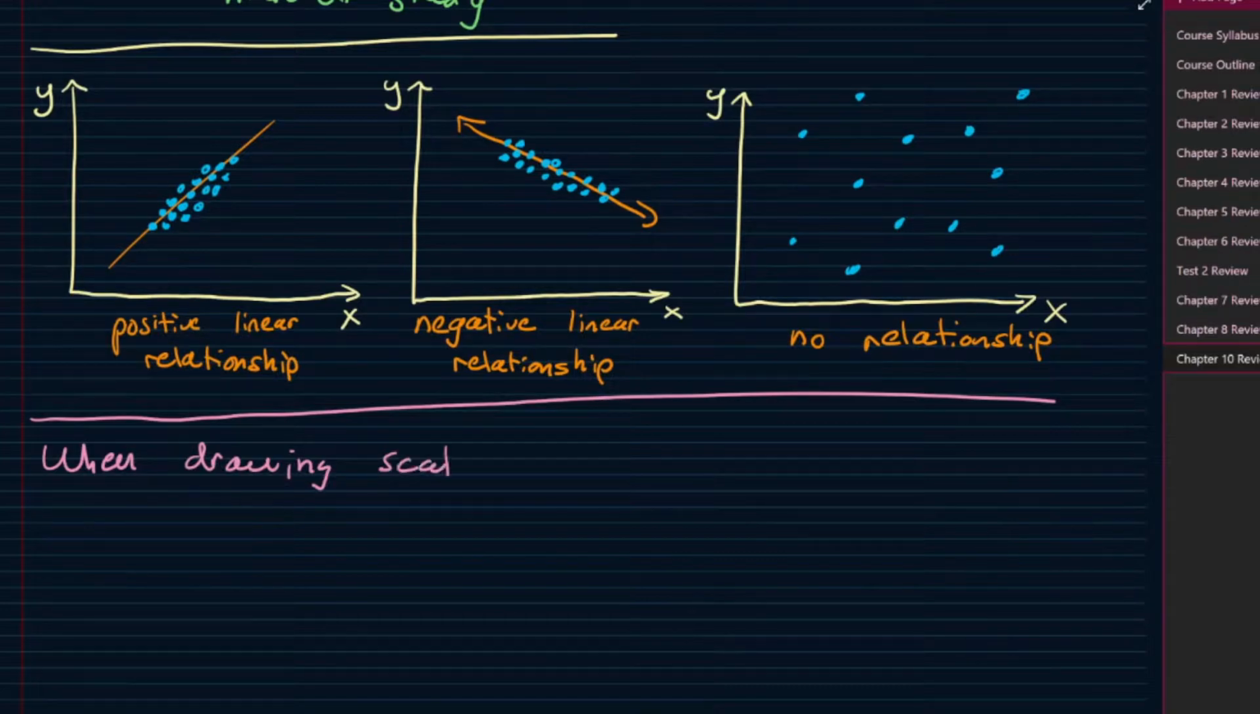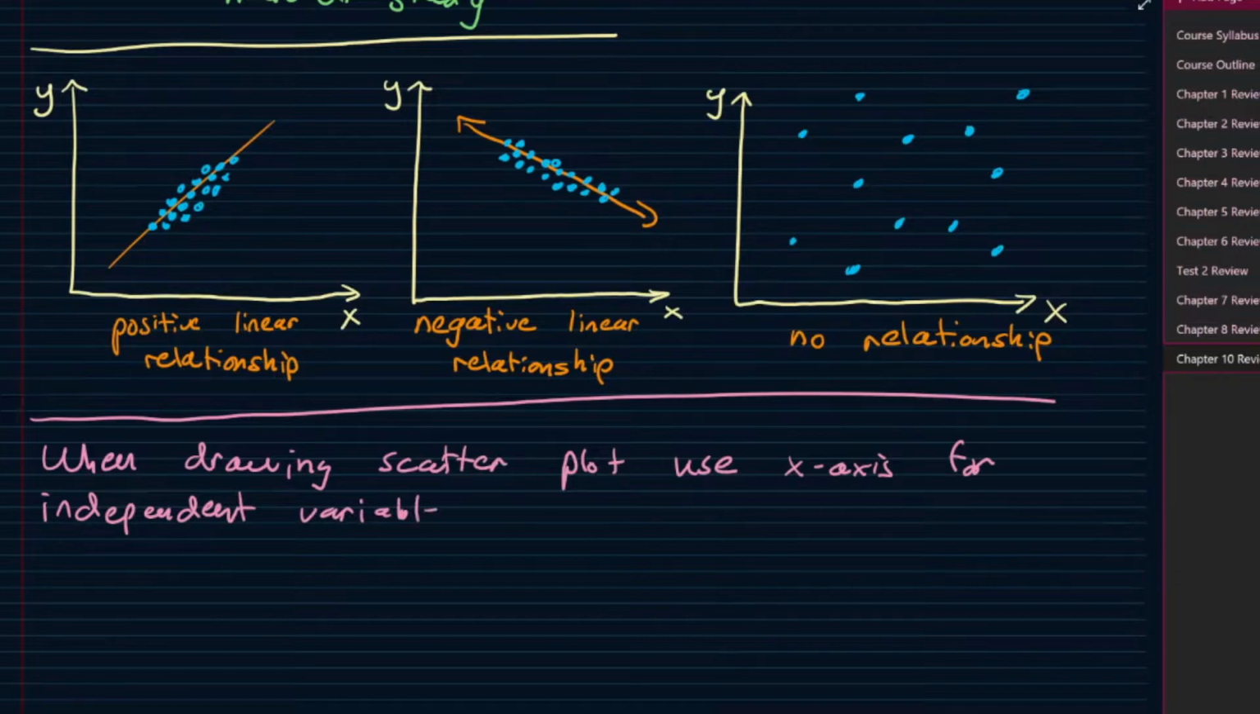So when drawing a scatter plot, use the x-axis for the independent variable and y for the dependent variable. In the example of hours studied and final grade, we were trying to see if the amount of hours studied influenced your final grade. So the hours of study was the independent variable, and the final grade was our dependent variable in that example.